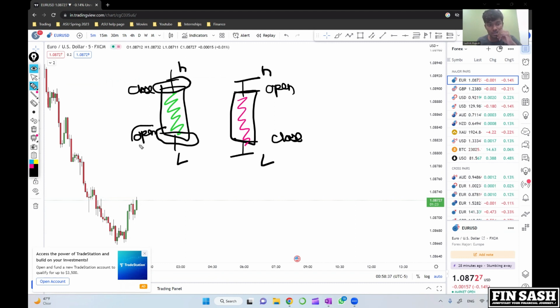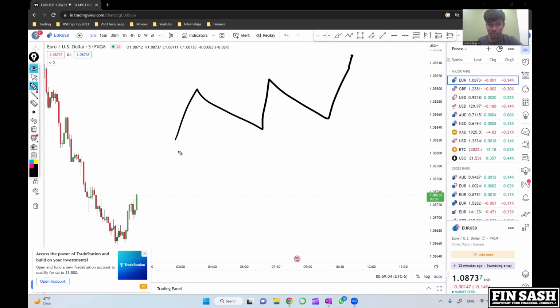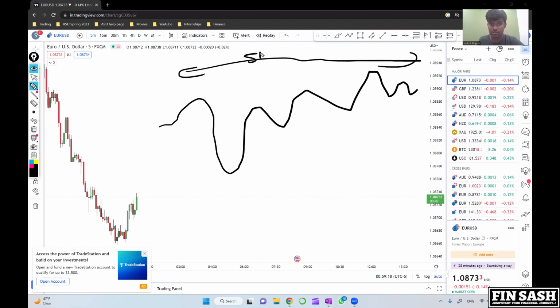If you see, the open and close are at the same level, but how is that possible? Let's get a better understanding. For example, I tell you, I don't know anything, please explain what happens to price in 5 minutes, and I give you a chart like this. Let's take a more practical chart. I say, okay, this is the price for 5 minutes.